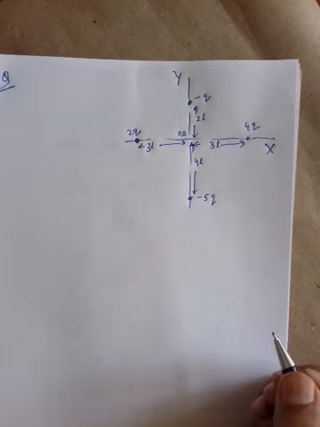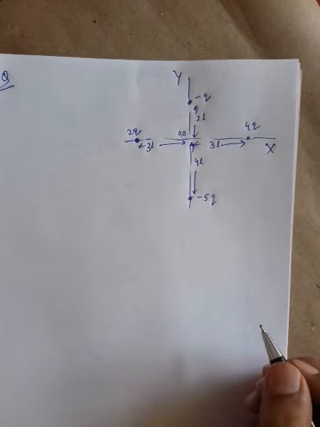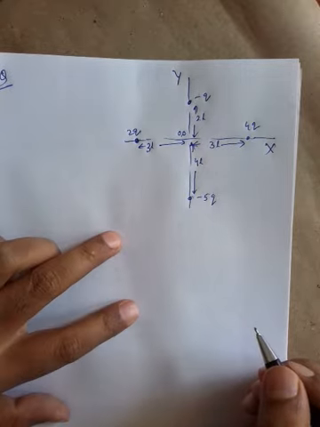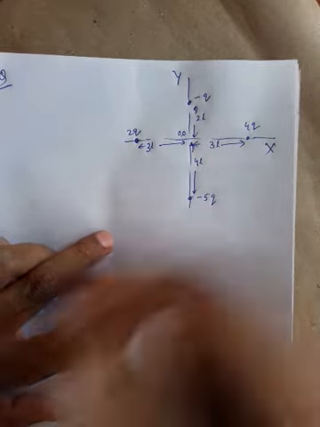Four point charges are kept as shown. Find the electric dipole moment of the combination. Okay, question reading over. Look at the figure.